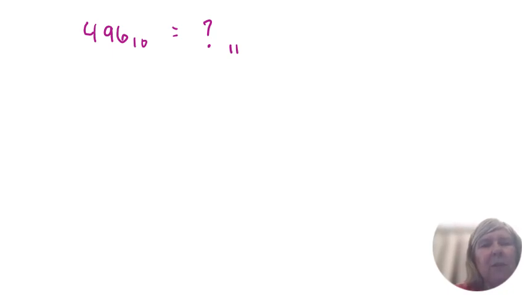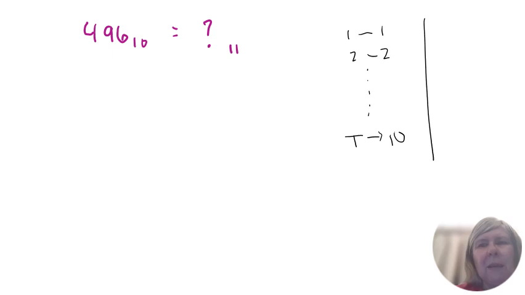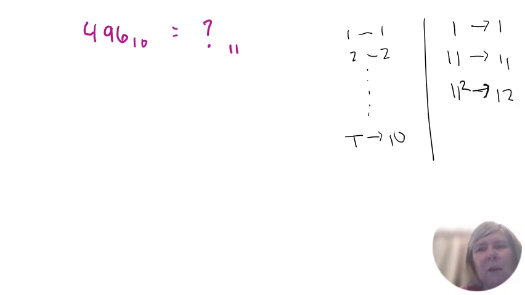This question is asking you to figure out what that number is in base 11. So here's what I'm going to do. Again, I'm going to think of my little table. So 1 corresponds to 1, 2 corresponds to 2, all the way down until I get to T, and that corresponds to 10. And I'm also going to think about my places. My places are going to be 1's place, 11's place, and 11 squared's place. 1 corresponds to 1, 11 is just 11, 11 squared is 121.